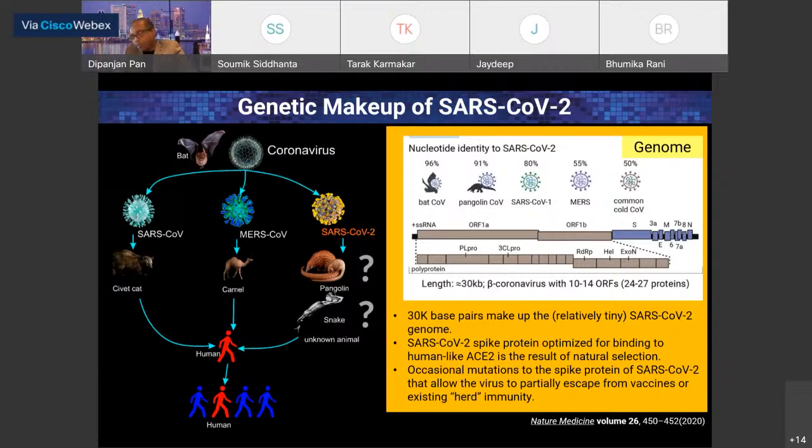SARS-CoV-2, the problem with that is that there is a spike protein on the surface, and it is optimized for binding to the human ACE2, and that's a result of natural selection. Now, if this spike protein undergoes a mutation, then that will allow the virus to partially escape from the vaccine or even existing herd immunity. And that makes it very difficult to develop vaccines for this virus, or even diagnostic tests.